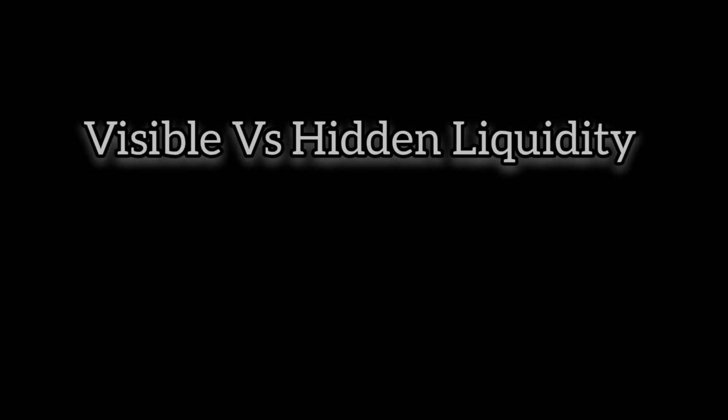Type 3. Visible versus hidden liquidity. Visible liquidity. Obvious levels anyone can see.